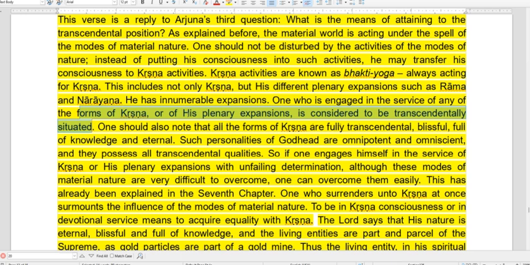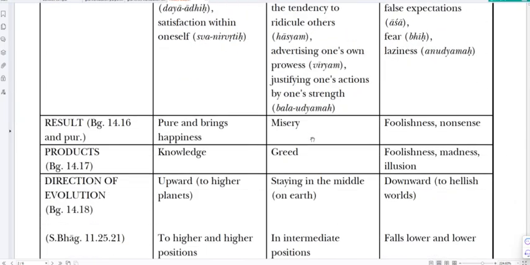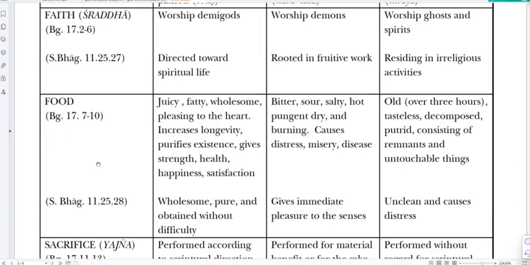So, if we are engaged in devotional service and acting for Krishna, whatever we do, whatever we eat, when we do it for Krishna, we are transcendentally situated. We are above the three modes. Now, I'll take one example to explain. In the 17th chapter, we are going to read something about food. Now, let me go there.